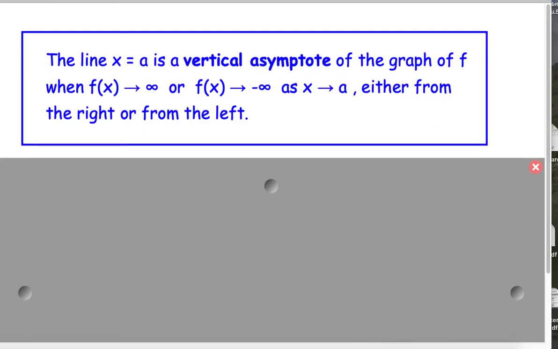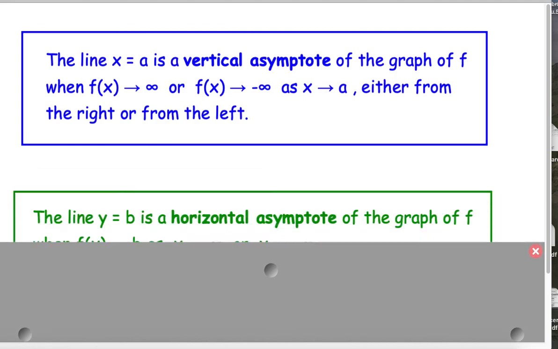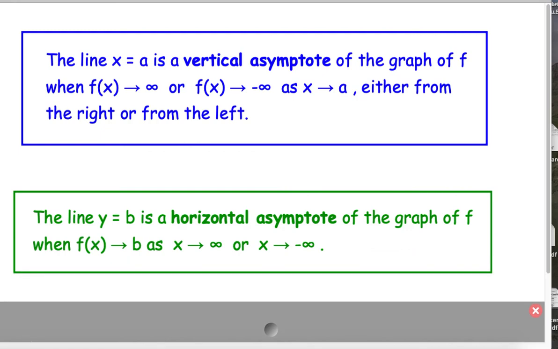So, just as a summary, the line x equals a is a vertical asymptote of the graph of f when f of x approaches infinity or negative infinity as x approaches a, either from the right or from the left. And the line y equals b is a horizontal asymptote of the graph of f when f of x approaches b as x approaches positive or negative infinity.